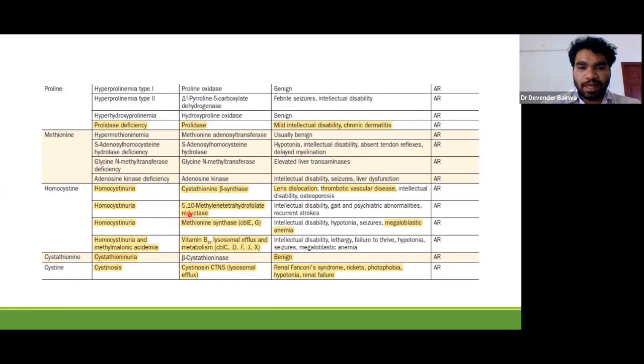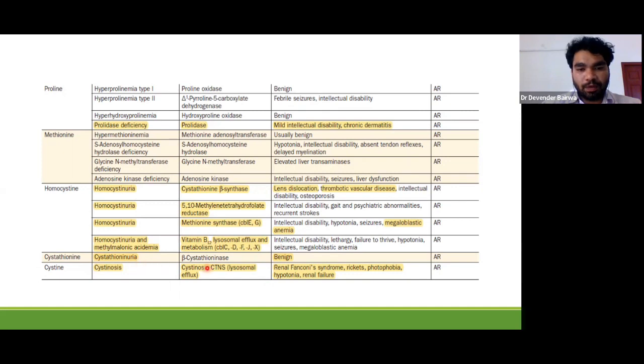Apart from that, there are deficiency of 5,10-methylene tetrahydrofolate reductase, methionine synthase, and vitamin B12 lysosomal efflux and metabolism, including these molecules. So if you count them, 1, 2, 3, 4, 5, 6, 7, 8, 9. In total, there are 9 different types of homocystinuria. The classical disease presents with all these features which I discussed, and other forms present with intellectual disability or gait problems, psychiatric abnormalities, or megaloblastic anemia. Then cystathionine is there.